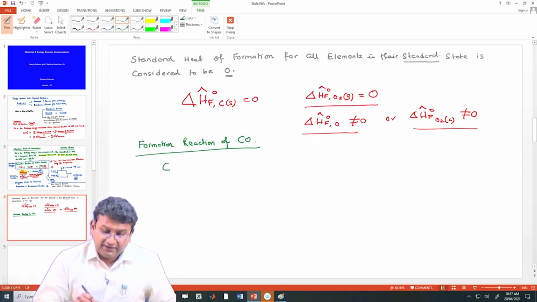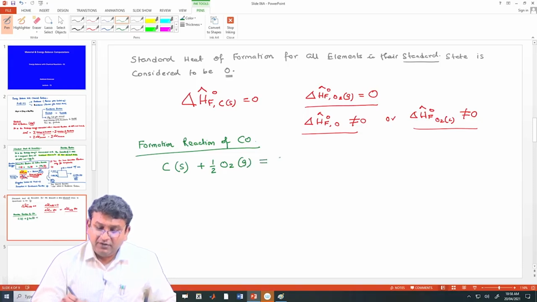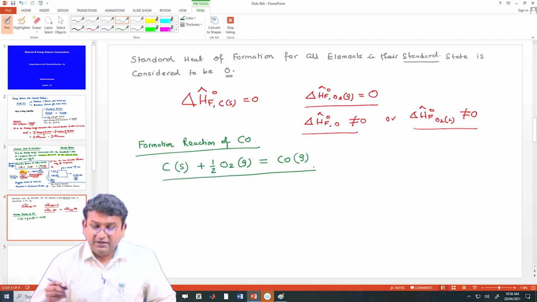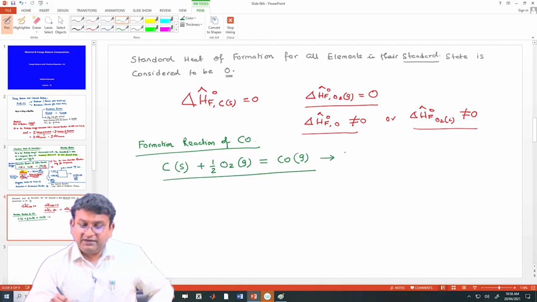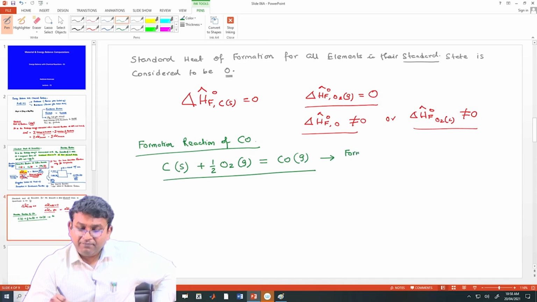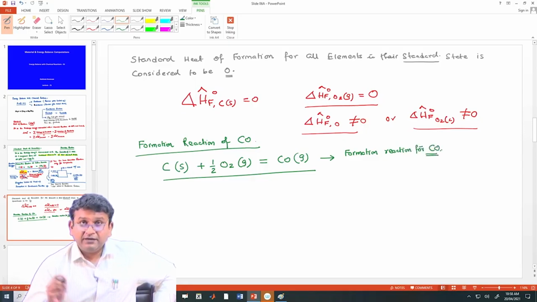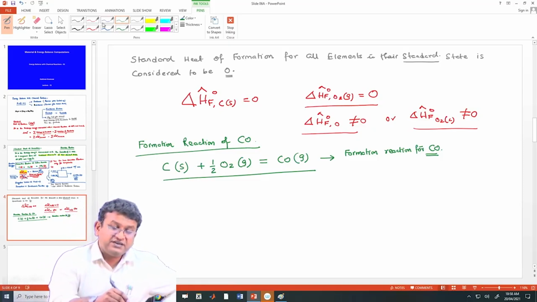It will look like carbon in solid form plus, if you write stoichiometrically, half oxygen in gaseous form leading to CO in gaseous form, right. So, this is the absolutely correct formation reaction for carbon monoxide, right. But what is the problem? The problem is as follows: this reaction does not happen.